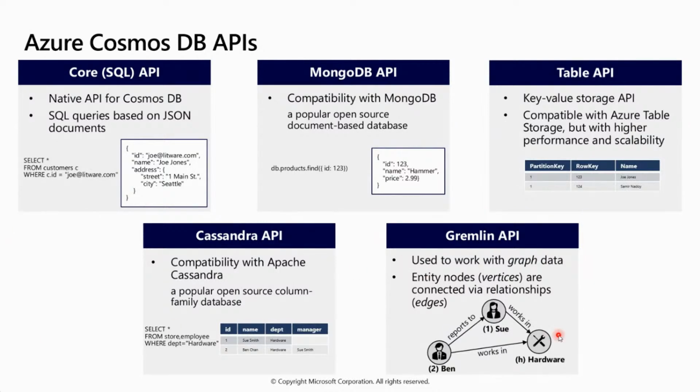If you observe this example, in a graph everything is a node. One node will get connected to another node, pictorially. So Sue, Ben and hardware are all present. Ben reports to Sue, and Sue works for hardware, and Ben also works in hardware. So this is nothing but the graphical representation of your data that is present in this Gremlin API.